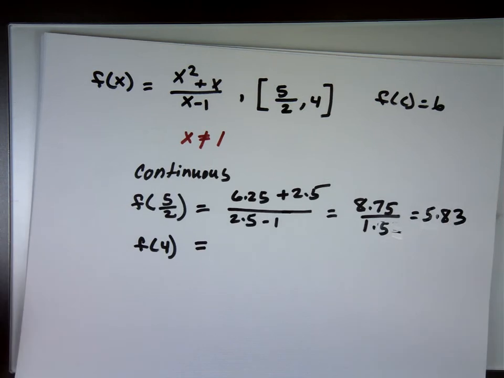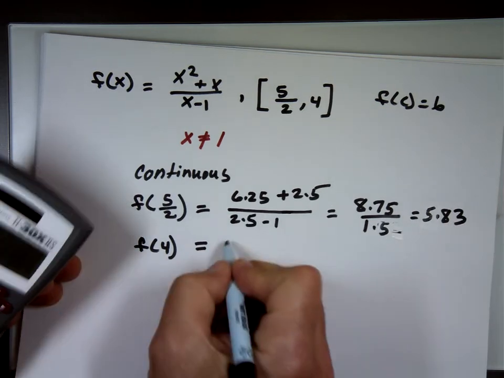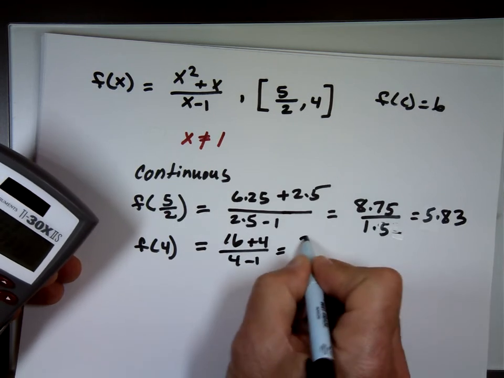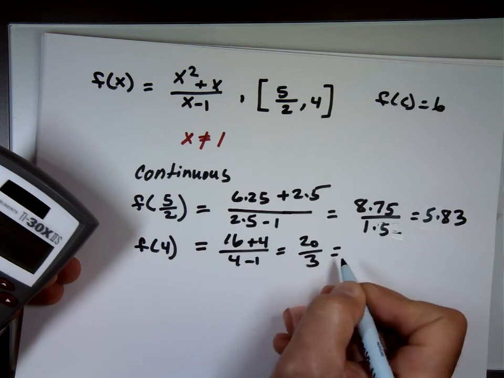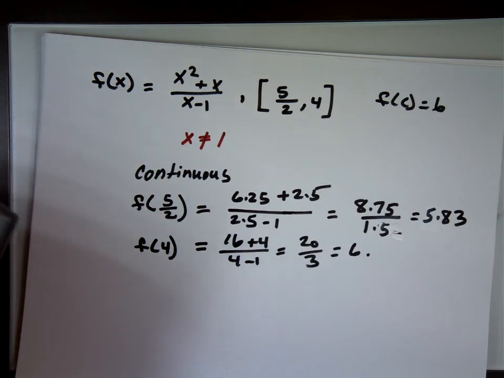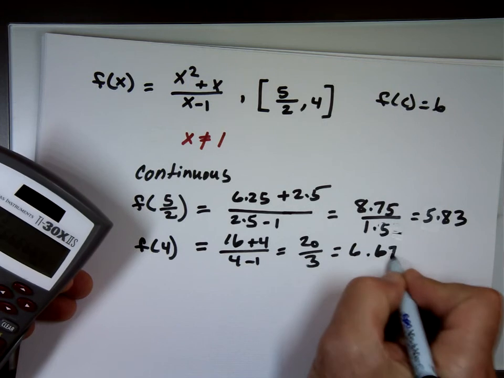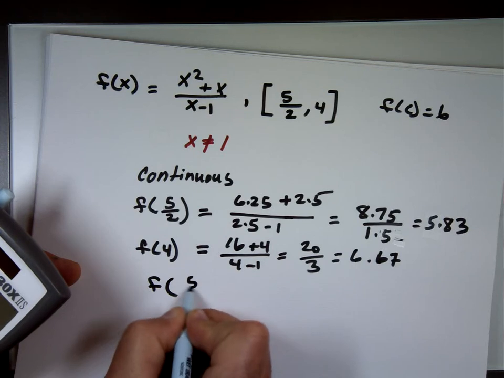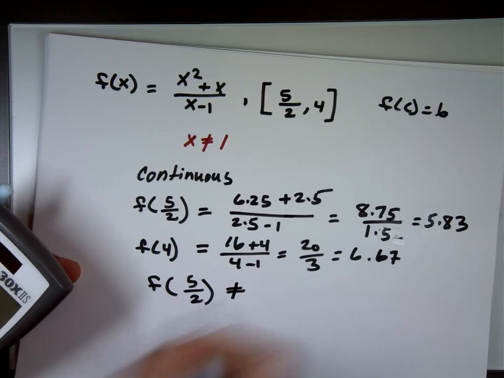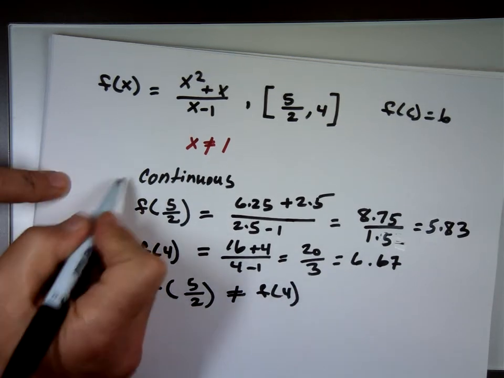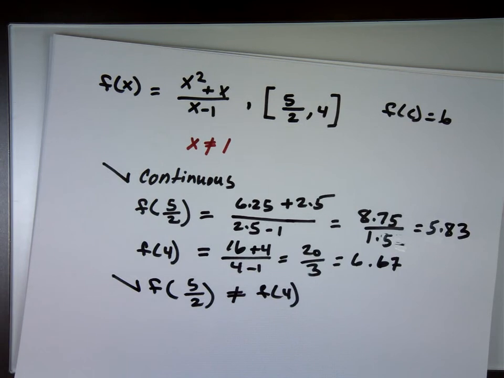What's f of 4? That's 16 on the top, plus the 4, over 4 minus 1, so 20 over 3. So that's 6.67, is it? What am I doing this for? Killing myself. 20 divided by 3, 6.67, yep. So, good. f of a does not equal f of b, because that's the second condition. They can't be equal. It's continuous, yes. f of a does not equal f of b, that's good.